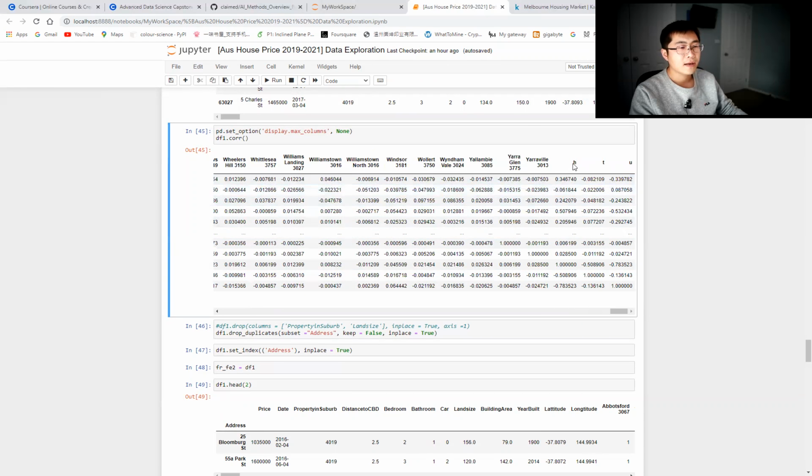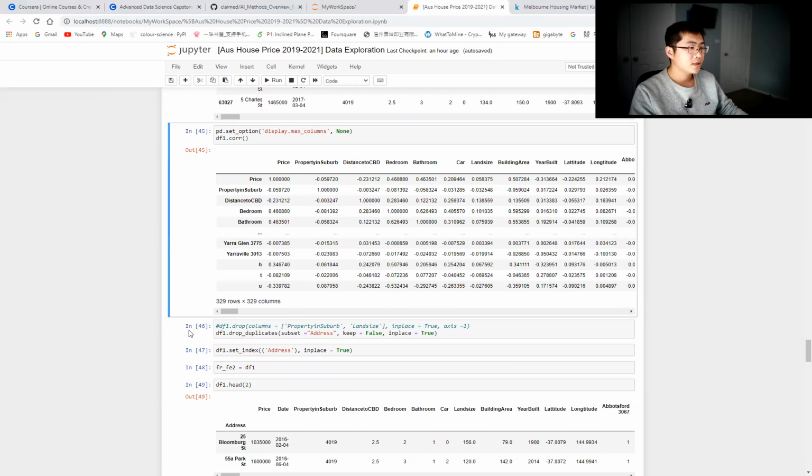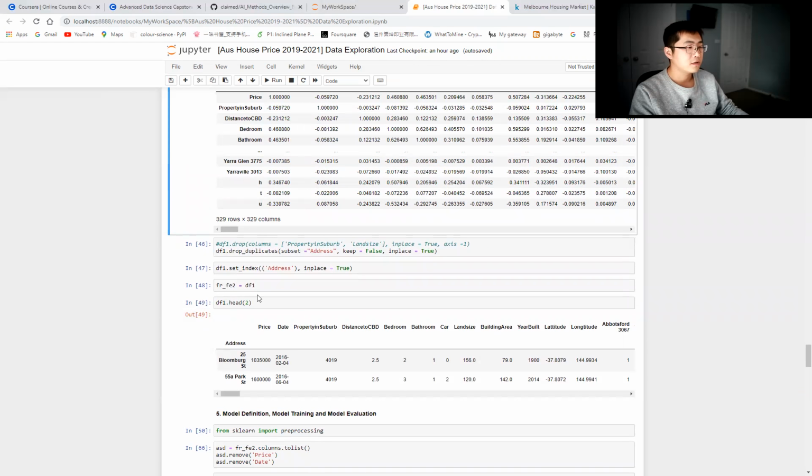Importantly, we do have a house, townhouse, and the unit. As you can see, if you have house, the price will be positively correlated. Townhouse, not that much. Unit, definitely not very good for the price. There will be exceptions, but that's in a general trend.